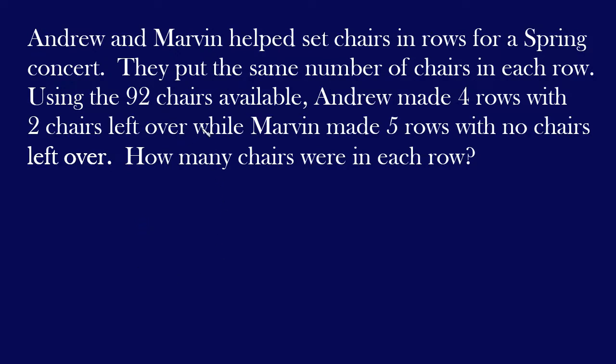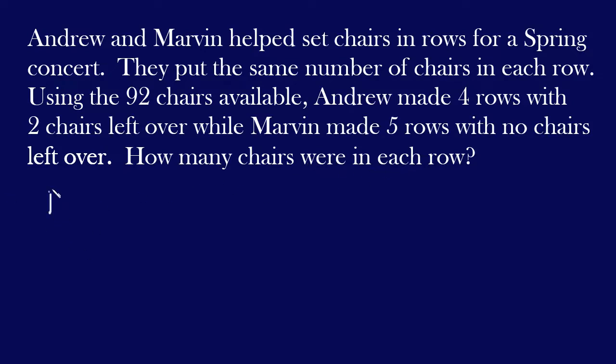So in this case, we're looking for, what is a rate? It's something per something. It's a ratio. When we browse through here, there's 92 chairs. That doesn't look like a rate. 4 rows. That doesn't look like a rate. 2 chairs left over. That doesn't look like a rate. 5 rows. That doesn't look like a rate. And then finally, they say how many chairs were in each row. So it's how many chairs per row. So what we're actually solving for is the rate.